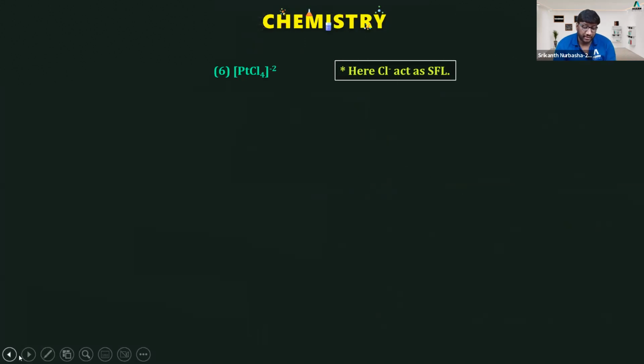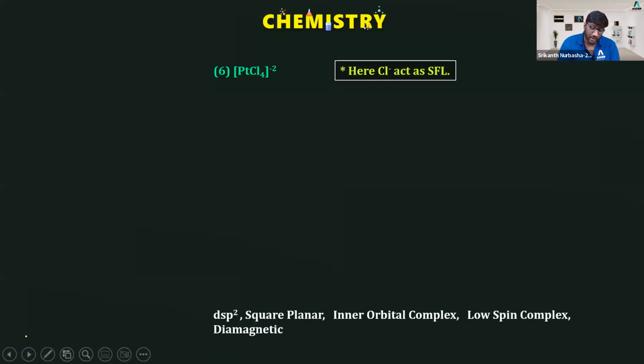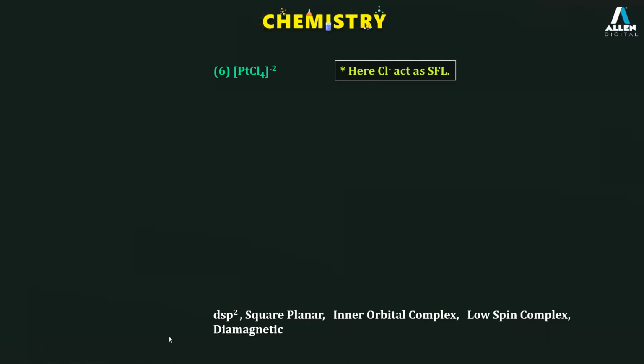Now try to write down [PtCl4]2-. So if you look at the electrons, dsp2 or sp3? It is dsp2. Why? Because it is platinum, a 5d element. Cl- acts as a strong field ligand. If it is a 4d or 5d element, all ligands will behave as strong field ligands.